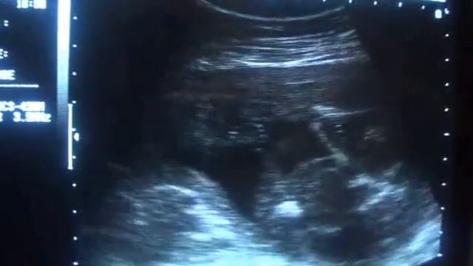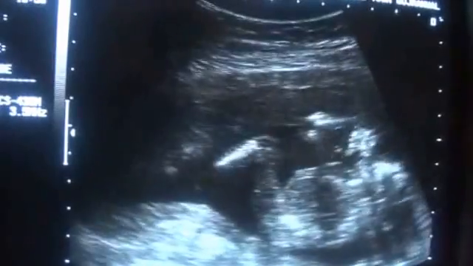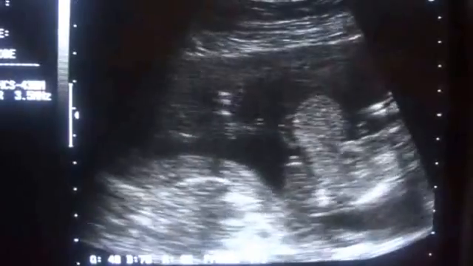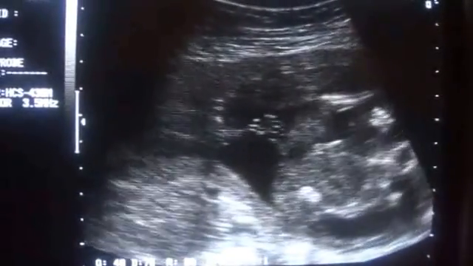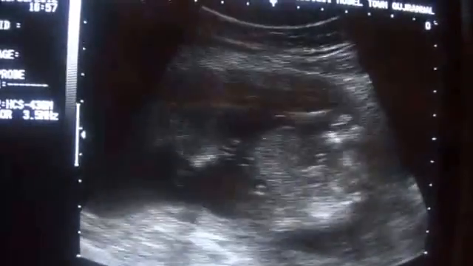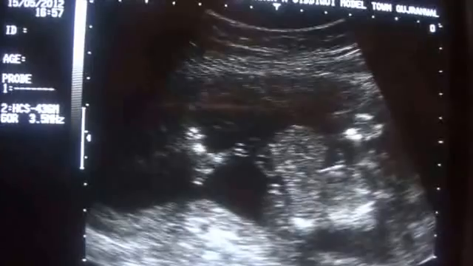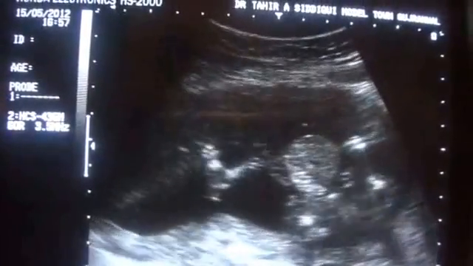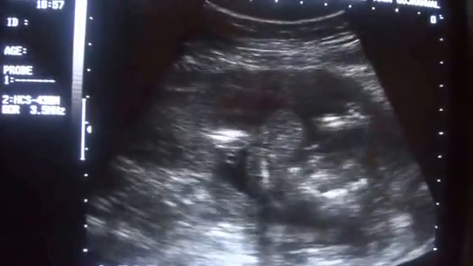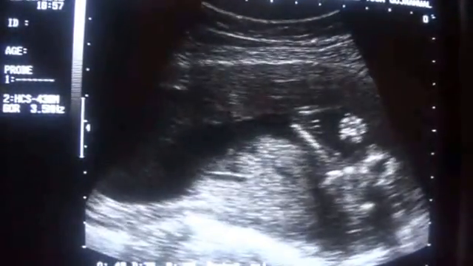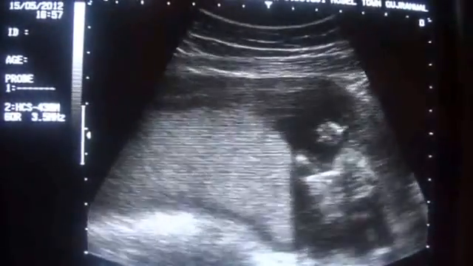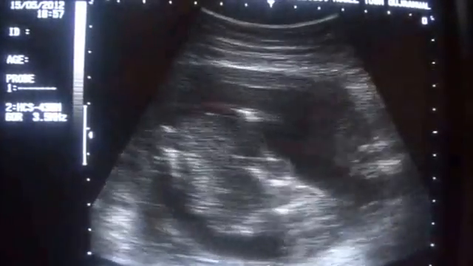Now, such cases are usually associated with polyhydramnios. The amount of fluid is quite significantly more than the expected normals. But in this case, you are not seeing polyhydramnios. The amount of fluid is normal for the expected gestational age at this stage, and the fetus is really very active in cases of anencephaly.